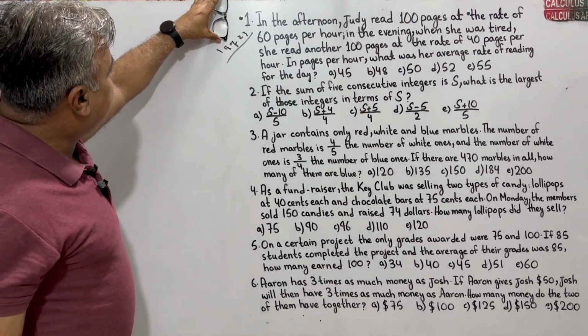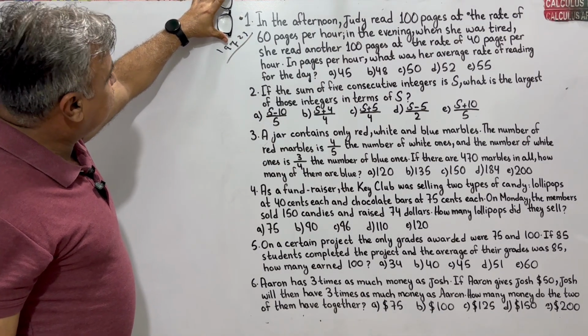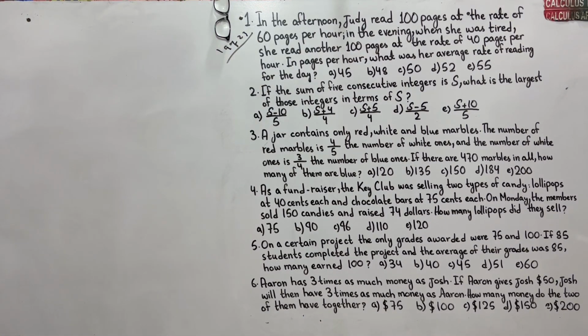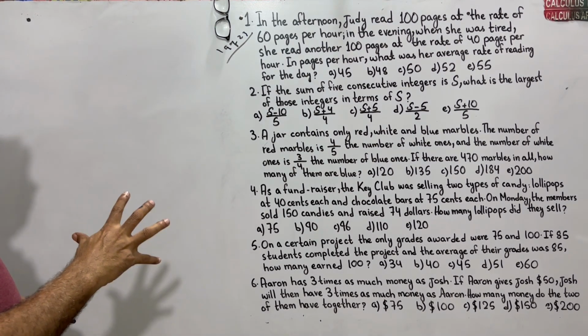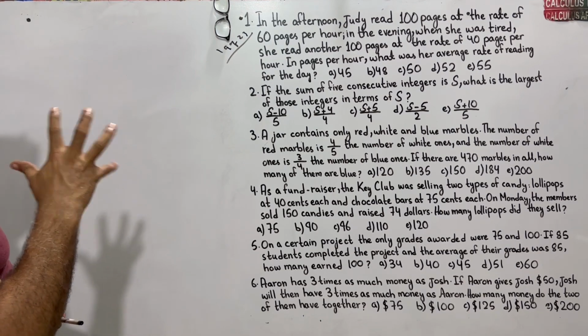Our question number 1. In the afternoon, Judy read 100 pages at the rate of 60 pages per hour. In the evening, when she was tired, she read another 100 pages at the rate of 40 pages per hour. In pages per hour, what was her average rate of reading for the day?